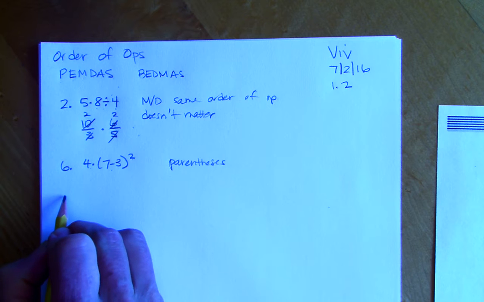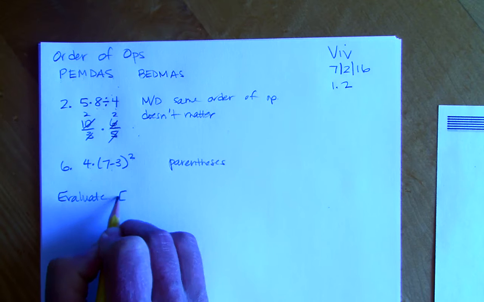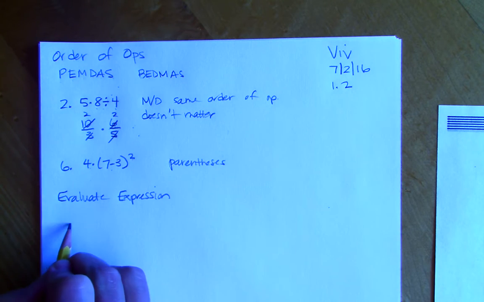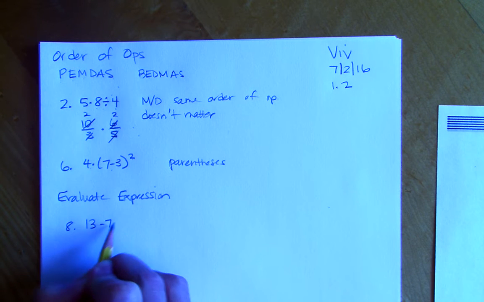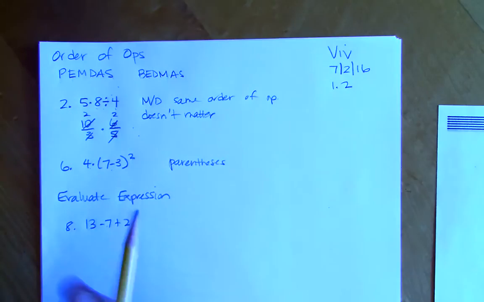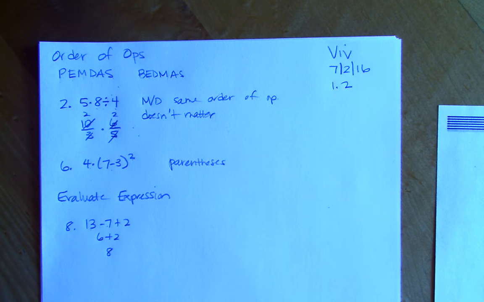Okay, here we go with some more vocab. We're moving on to evaluate the expression. And again, we talked about how an expression just doesn't contain an equals. So if I'm going to evaluate this expression, 13, I'd work left to right because I have subtraction and addition. They're about the same order of operation, but you've got to work left to right. So 6 plus 2 is 8. And if you put that in your calculator, it should come out the same because your calculator does follow order of operations.